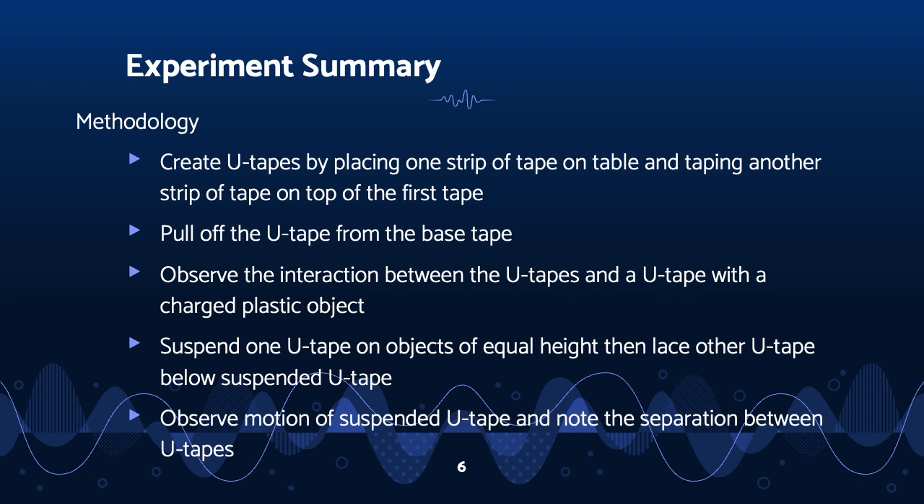The methodology behind this experiment was to create U-tapes by placing one strip of tape on the table and taping another strip of tape on top of the first one. Then pull off the U-tape from the base tape and observe the interaction between the U-tapes and a U-tape with a charged plastic object. Then suspend one U-tape on objects of equal height and place another U-tape below the suspended U-tape. Then observe the motion of the suspended U-tape and note the separation between the U-tapes.